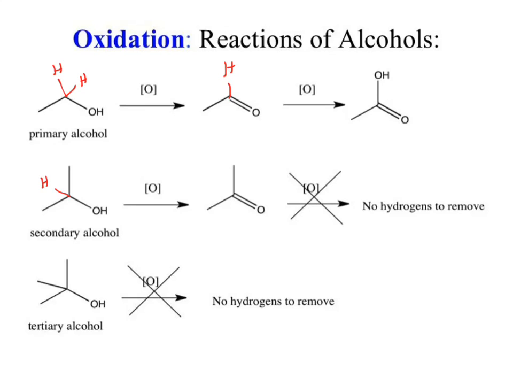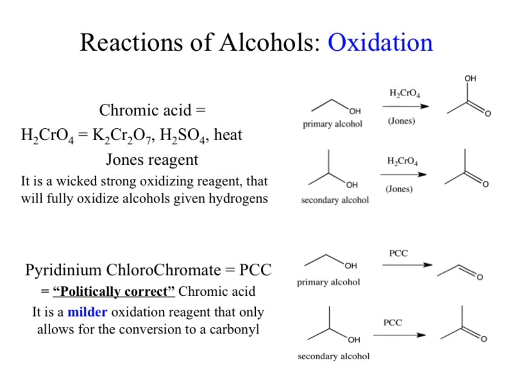So depending on the activity of my oxidizing agent, I may stop at the aldehyde. I might continue all the way to the acid. Okay, and that's what makes our reagents a little bit interesting. As far as the lecture goes, there's really only two oxidizing agents that you need to know about, with alcohols at least. Chromic acid and PCC, or how I like to refer to it, politically correct chromic acid.